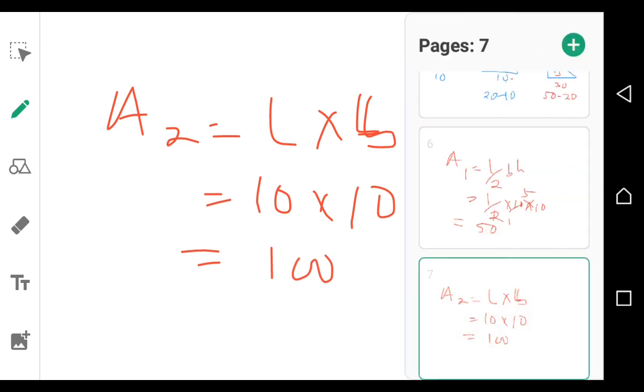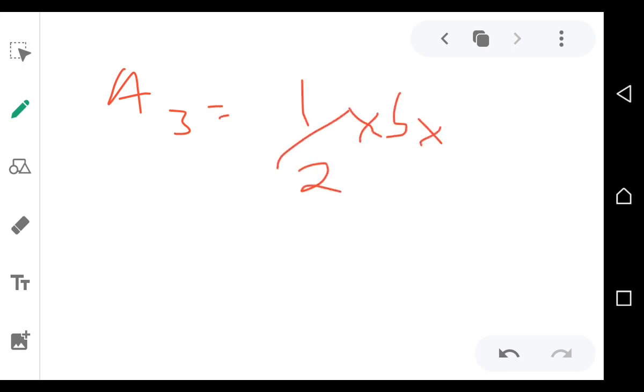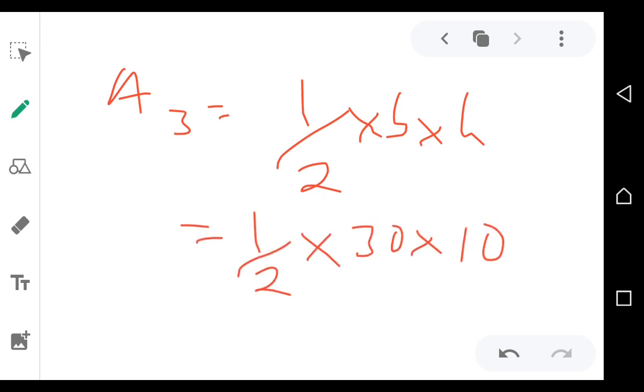Area 3. What is area 3? Area 3 is also a triangle. So half base times height. Half times base is 30 times height is 10, which will come to 2 there, 1, 2 into 10, 5, which is equal to 60.